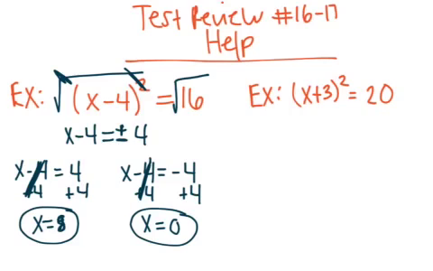Okay, I'm going to show you the second example where this time we don't have a perfect square root of a number, so when we take the square root, we're going to have to simplify that radical. But we still use the same steps. So to get rid of the square, we take the square root of both sides. So the square root and the square cancel out, and we're left with x plus 3. Now we take the square root of a number, so we need the plus or minus sign.